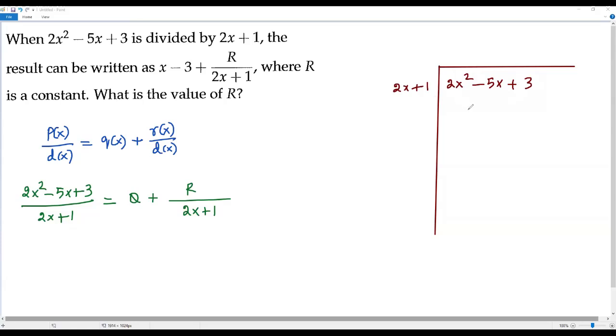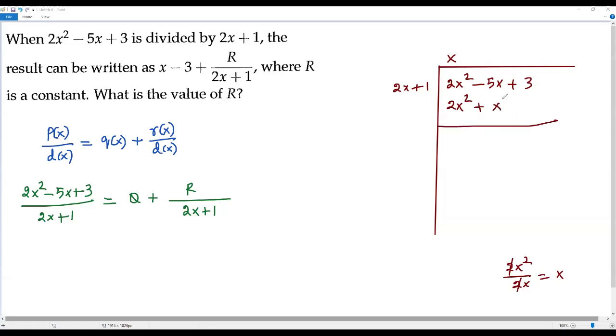Okay, now in polynomial long division, what I have to do is divide the first term of the dividend, 2x², by the first term of the divisor, 2x. When I divide 2x² by 2x, I'm just getting x, because the 2s cancel and x² divided by x gives x. That x should be written over here. And now we have to multiply the complete divisor by this x. So x times 2x gives 2x², and x times 1 is x.